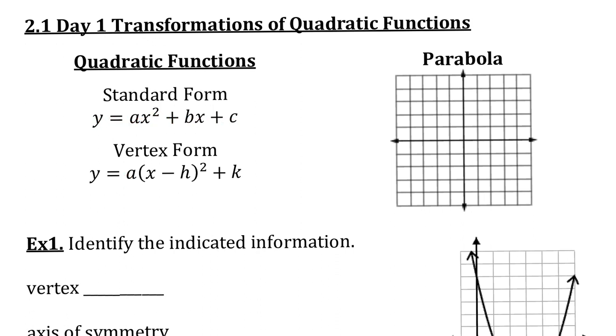Vertex form is y equals a times (x minus h) squared plus k, where (h, k) is the vertex. a indicates if there's a stretch or a shrink or a reflection. Okay, and then the graph is a parabola.